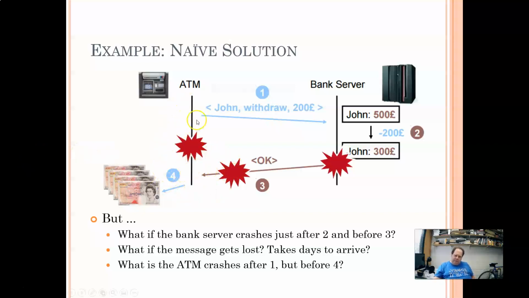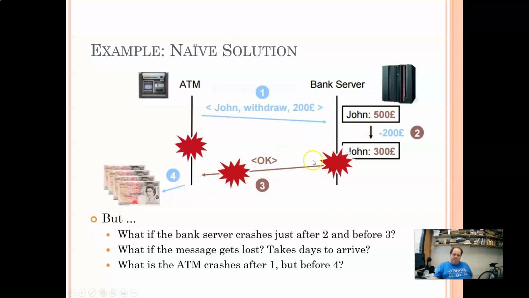The ATM, as I say, has to have some sort of timeout mechanism built into it to say, well, if I don't get a response within a certain period of time, then I've got to say, sorry, no, you can't have the money. So, again, the request was sent, the request was processed, the response was sent, but the response was never received.